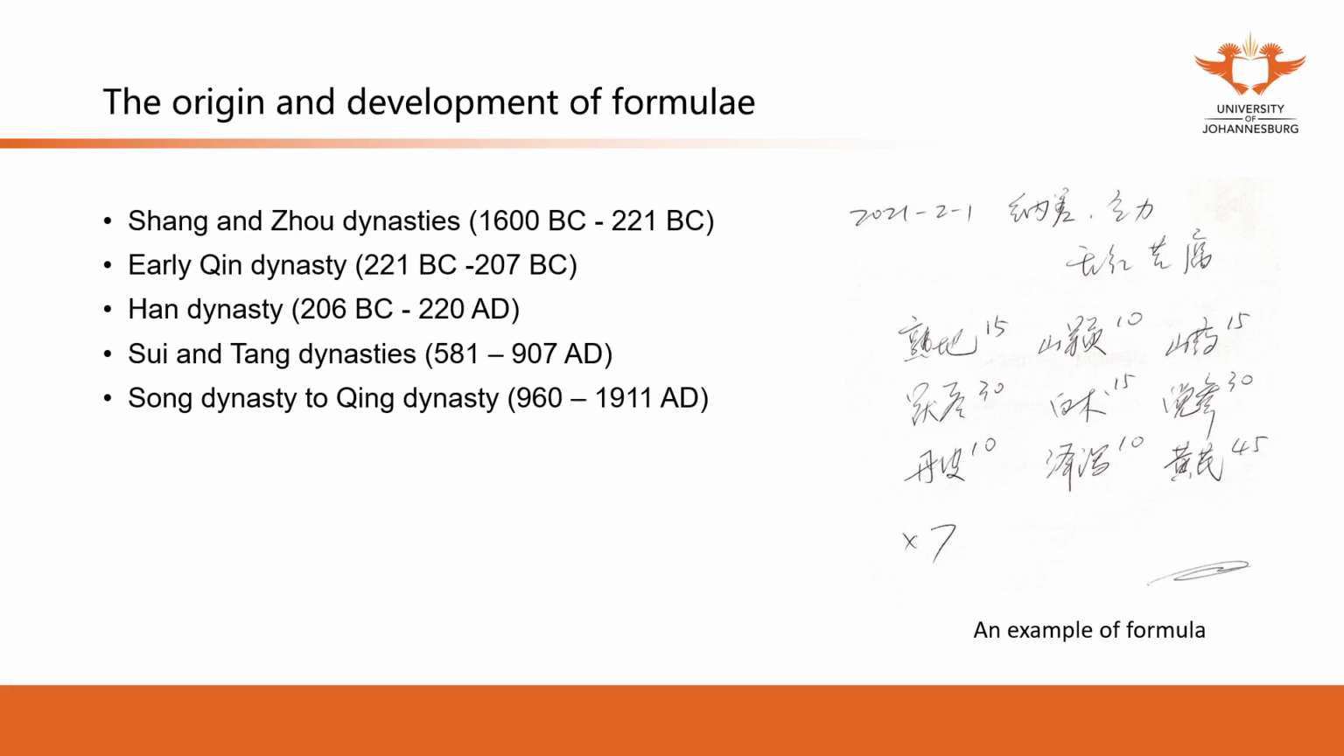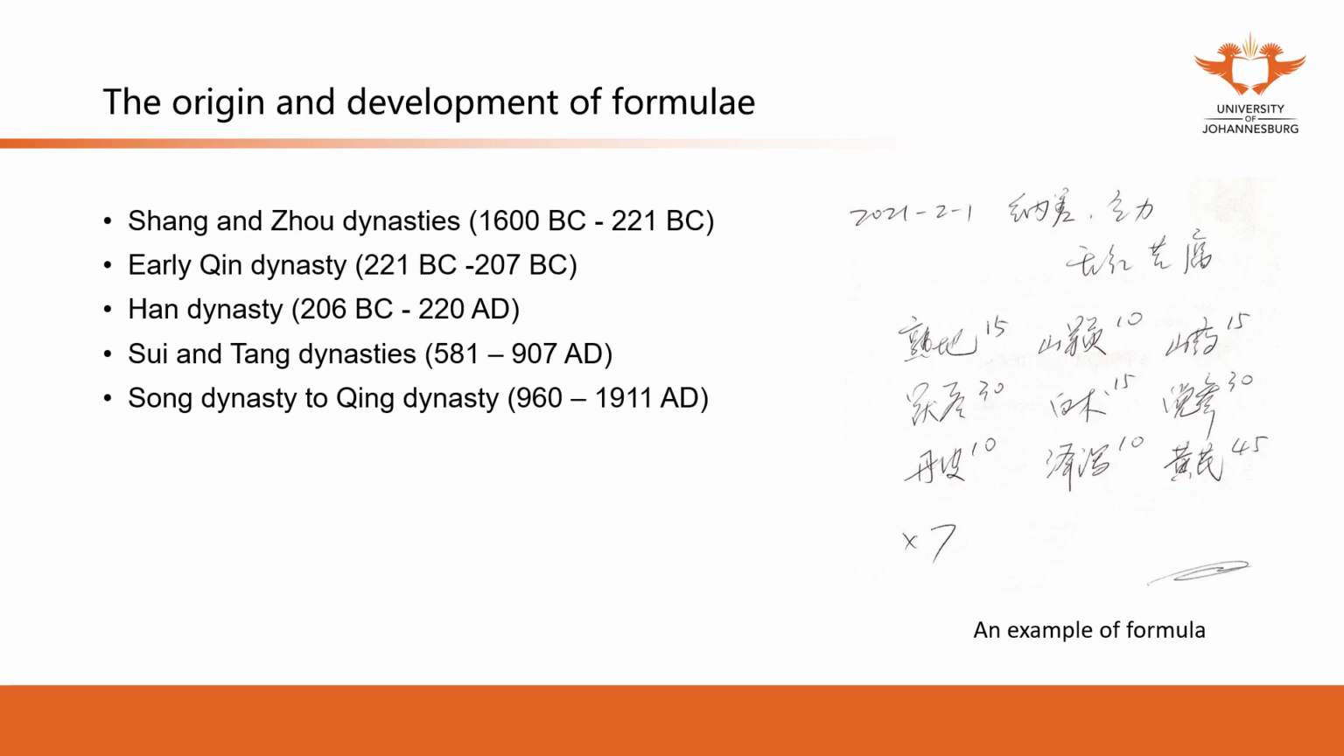Similar to the other subjects, at the beginning of each subject, we're going to discuss the origin and the development of that subject. From the discussion, we will understand that the development of formulae is not achieved in one day. As you can see in the example on the right side, this is an example of a formula. When treating this patient, I use 9 ingredients, 9 herbs. This is a formula from the Asian medical books. But how did this formula come about?